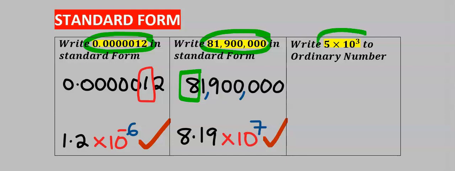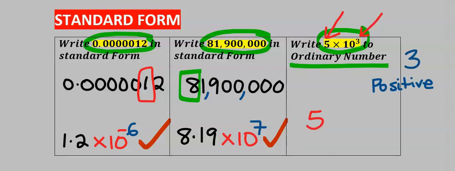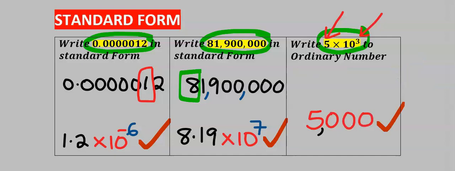Next, write this standard form to ordinary number. Step number 1. Consider the first significant number. Here it is 5. Next, consider the power at the power of 10. Here it is 3, and the 3 is also positive, symbolizing there are 3 zeros at the back of the 5, and this is our answer.